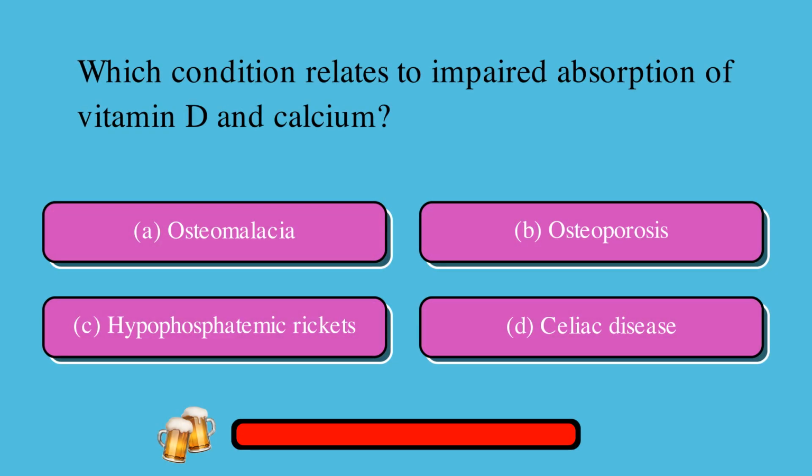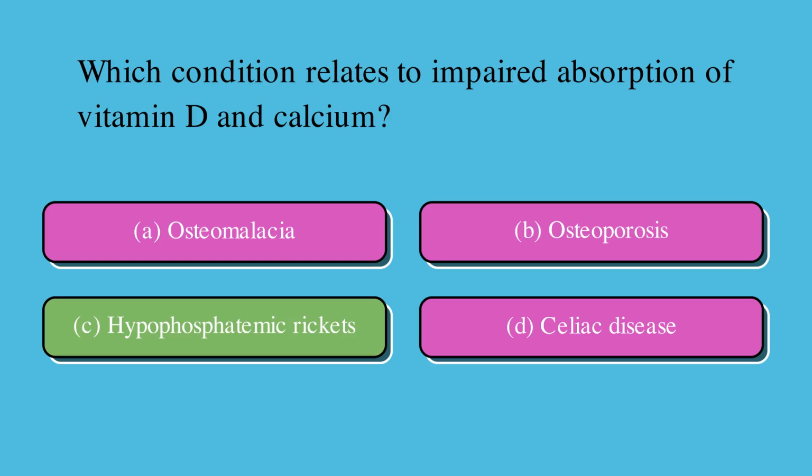Which condition relates to impaired absorption of vitamin D and calcium? A. Osteomalacia, or B. Osteoporosis, or C. Hypophosphatemic rickets, or D. Celiac disease. The correct answer is C. Hypophosphatemic rickets.